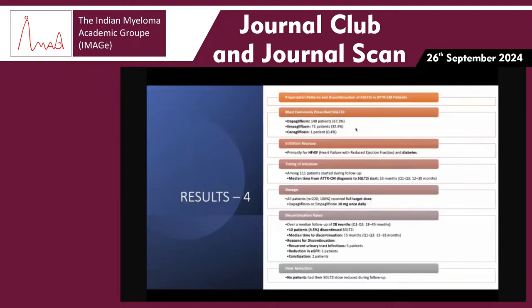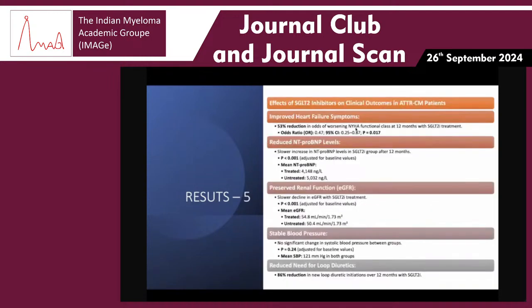The most commonly prescribed SGLT2 inhibitor was dapagliflozin at around 67%, followed by empagliflozin and canagliflozin. The most common reasons to start SGLT2 inhibitors were heart failure with reduced ejection fraction and diabetes. The median time from diagnosis to starting therapy was 23 months, and the dose given was 10 mg for dapagliflozin and empagliflozin. Around 4.5% of patients discontinued therapy, with a median time to discontinuation of 15 months. The reasons for discontinuation were usually UTI, reduction in eGFR, and constipation, and no patient had a dose reduction.